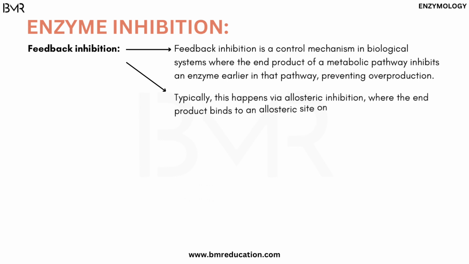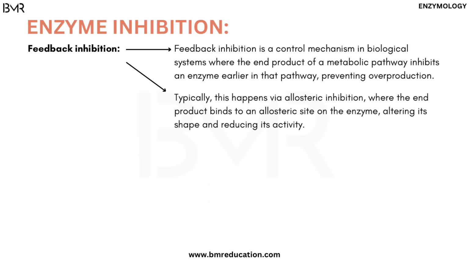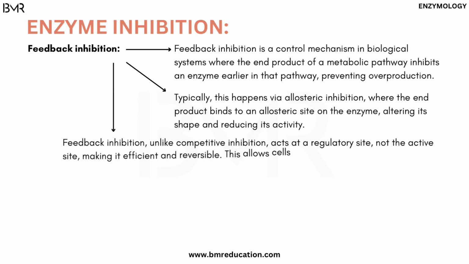Typically, this happens via allosteric inhibition, where the end product binds to an allosteric site on the enzyme, altering its shape and reducing its activity. Feedback inhibition, unlike competitive inhibition, acts at a regulatory site, not the active site, making it efficient and reversible. This allows cells to quickly adapt to changing needs.